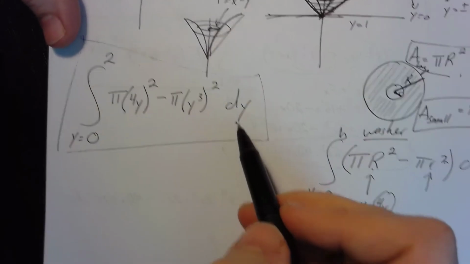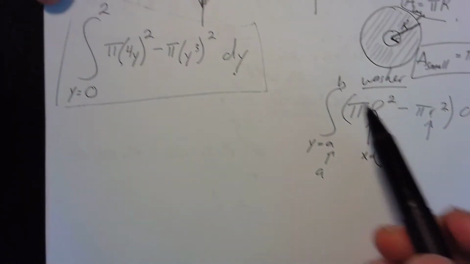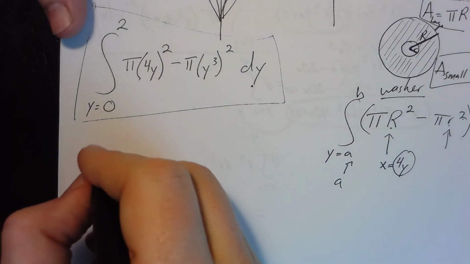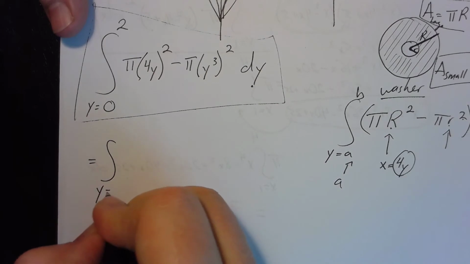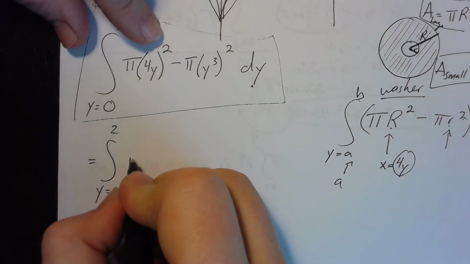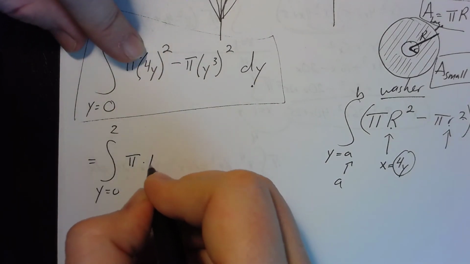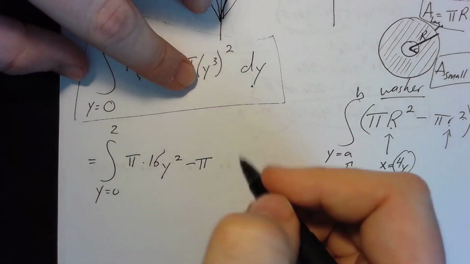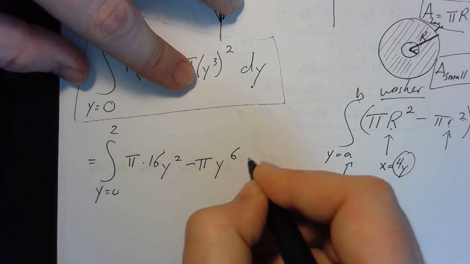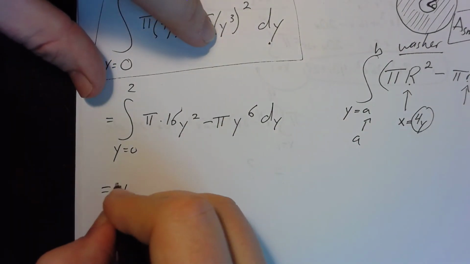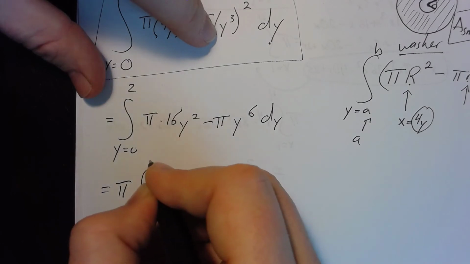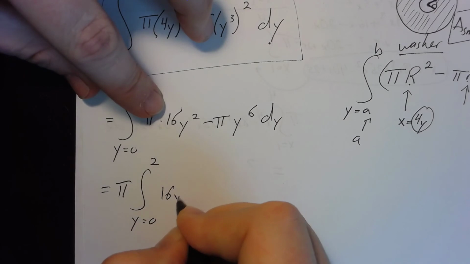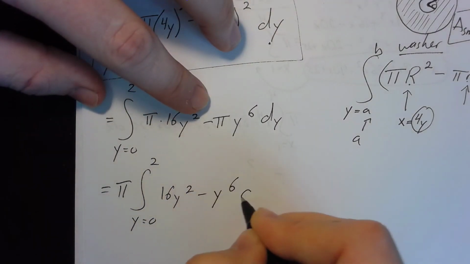This is the setup. After we've set it up, we're just going to treat it like any other integral problem. Step 1, how would I integrate something like this? Well, there's a couple of different things I could do. The first thing I'm going to do is deal with those squares. I'm going to have pi, 4 squared is 16, times y squared, minus pi, and then y cubed to the power of 2 is y to the power of 6, dy. If it helps, that pi gets in the way, so you can factor that pi out. So I have the integral from 0 to 2 of pi times 16y squared minus y to the 6th dy.